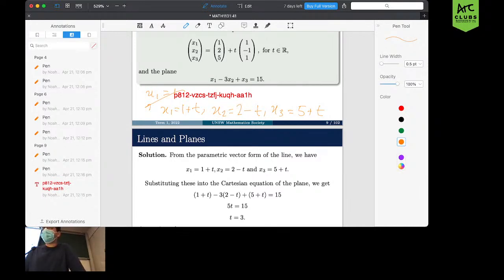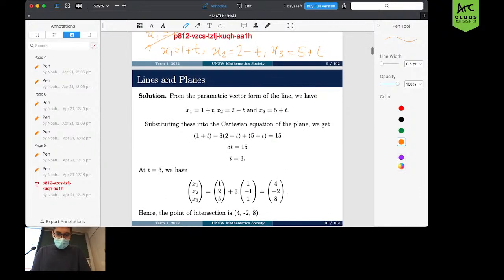Cool. Now we can substitute that value of t back into our three linear equations. We get x1 equals 1 plus t, which is simply x1 equals 4. We get x2 equals 2 minus t, which becomes x2 equals minus 1. And we get x3 equals 5 plus t, which becomes x3 equals 8. Thus, our point of intersection is 4, negative 2, 8.